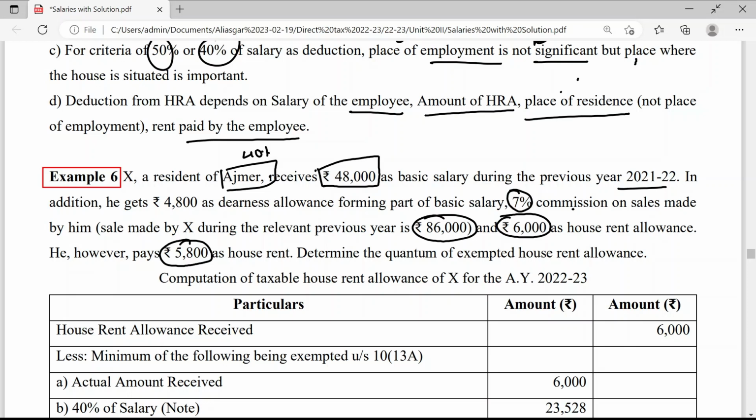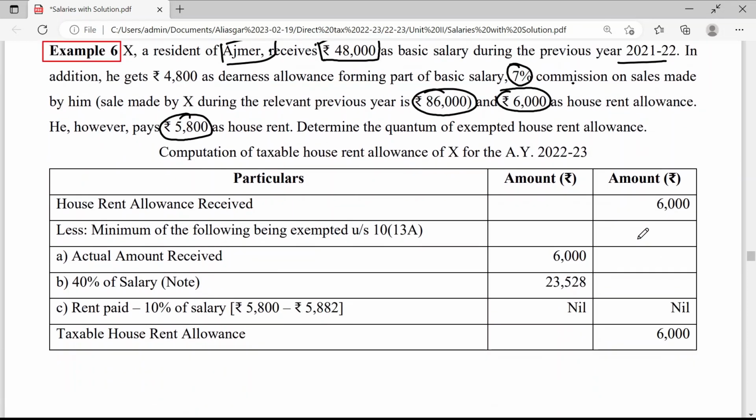So you have to prepare two columns, particulars, amount rupees, amount rupees. In that, minimum of the following will be exempt. House rent allowance received 6,000. Now this is the amount that you have received. From this how much deduction is available that you have to find out. Now for that what you have to do? Less minimum of the following being exempted under section 10 subsection 13A. First one, actual amount received. How much actual amount received that you have to find out. So actual amount received is 6,000.